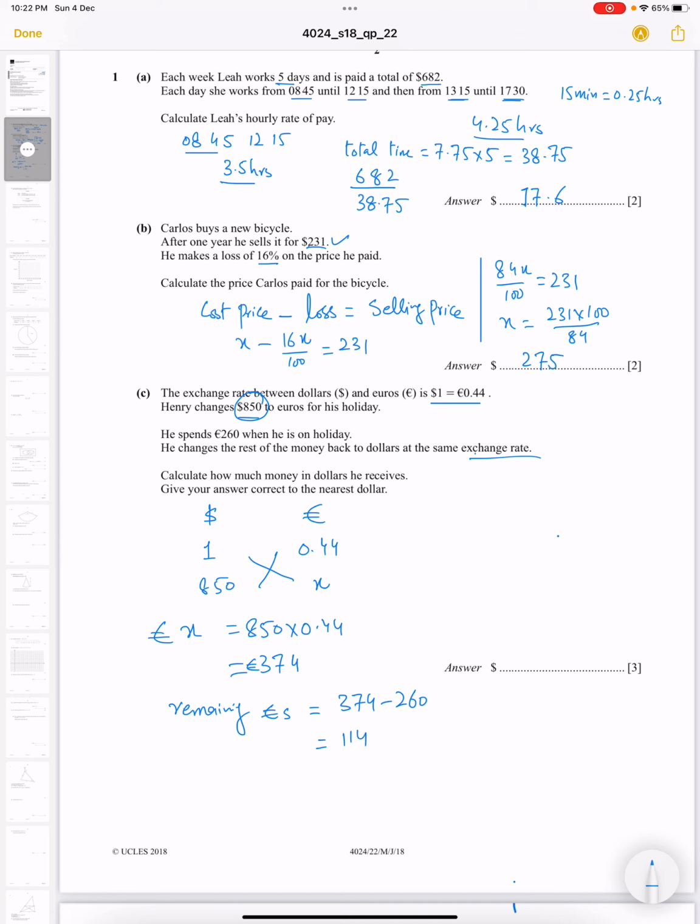So again, convert it with the same exchange rate to dollars. 1 dollar and 0.44 euros, and here we have 114 euros and dollars is x. So x is equal to 114 divided by 0.44, and we get 259.09. So we can write $259.